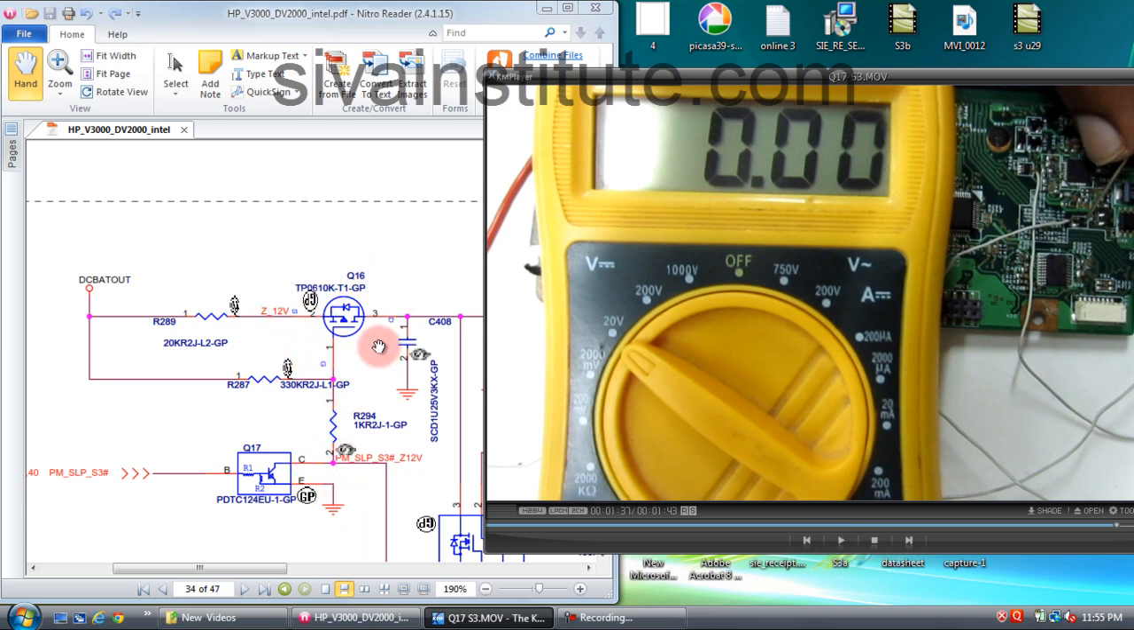This transistor will turn on. This voltage goes to here. This is a P channel transistor. When gate voltage goes to 0, this voltage comes out from this place.